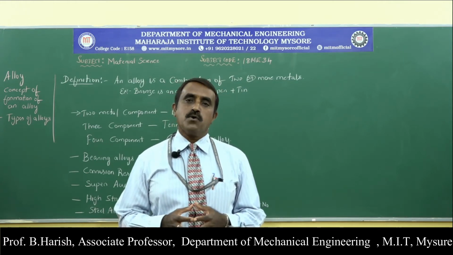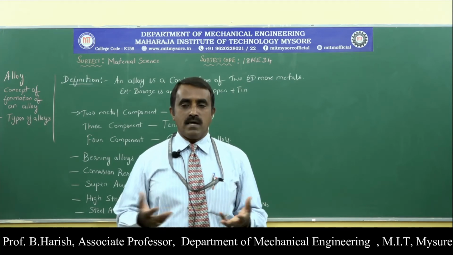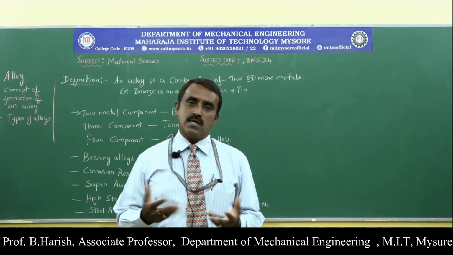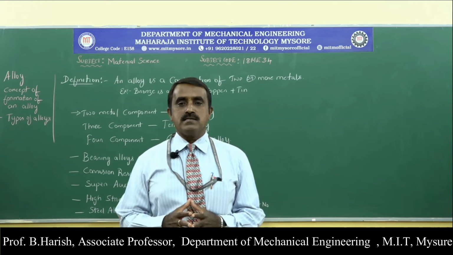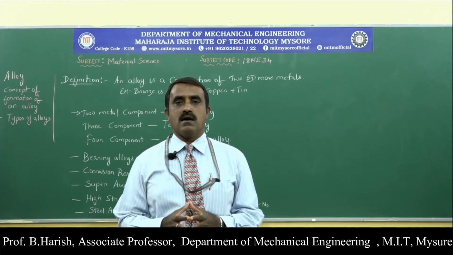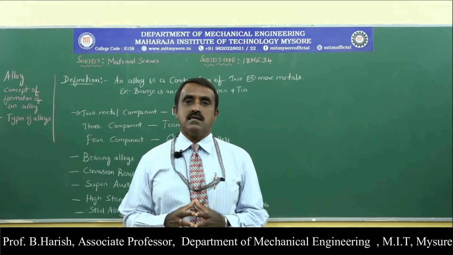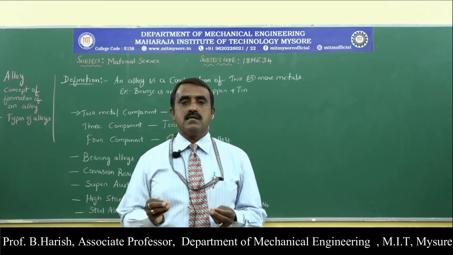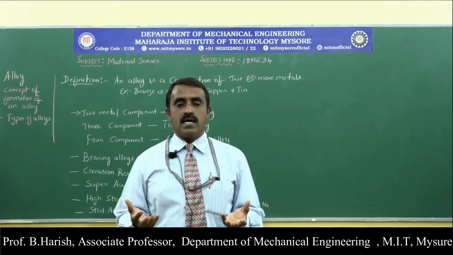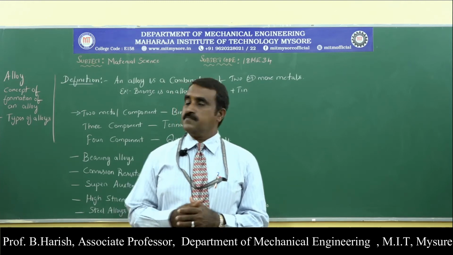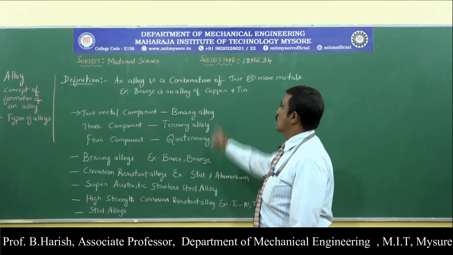So it is a combination of two or more metals. It can be a combination of two metals, or even three metals. A very simple example is copper and nickel, or gold and silver. They are added in very small percentages so that they give the required properties. That is the importance of an alloy. An alloy is a combination of two or more metals.